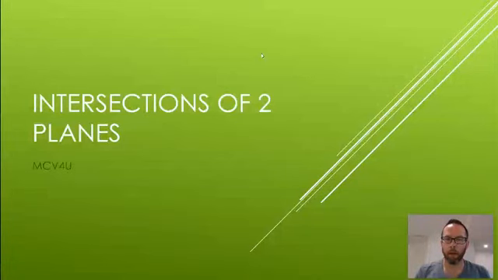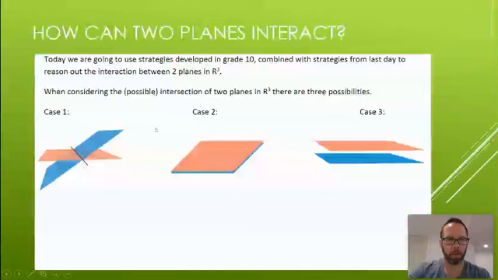Hey everyone. In this lesson, we're going to talk about how two planes can intersect, and we'll actually start talking about how three planes can intersect too. So let's get started. Starting with two planes, how can two planes interact in R3? Well, there are three possible cases when you have two planes in R3.